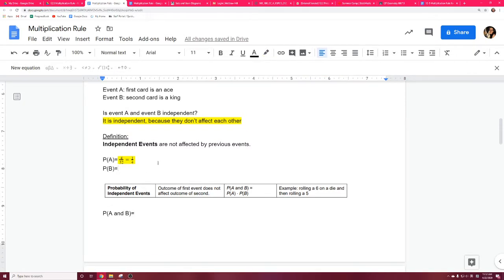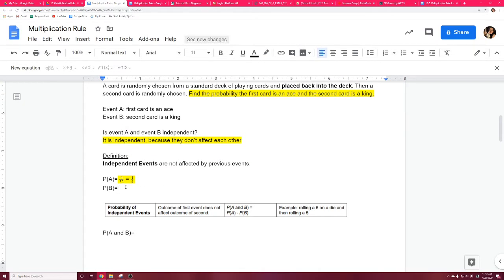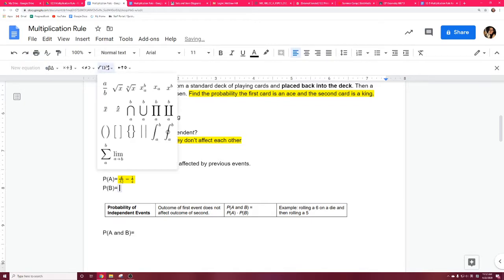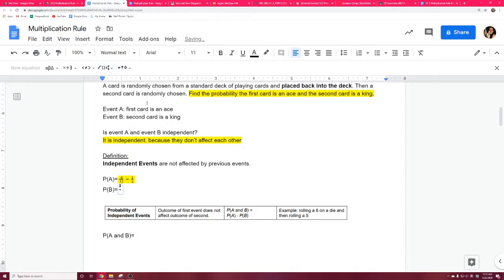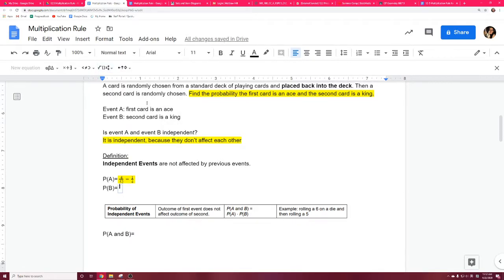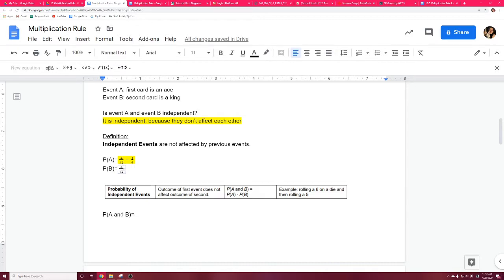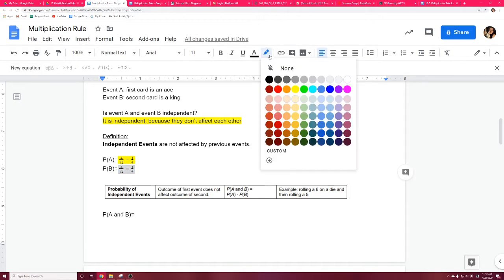And then we look at probability B. Probability of B is, they said the second card is a king. It is not influenced by the first card. So over here we will be doing the same thing. On the top is how many kings we have, which is 4 kings. And on the bottom will be how many cards in total we have, which is 52 cards. Again, if you reduce the fraction, you will have 1 over 4 as well. So both events are independent.